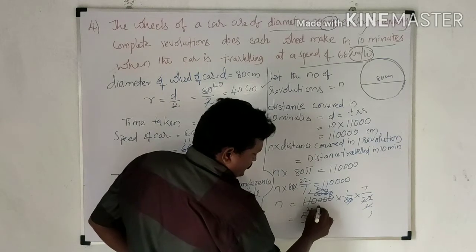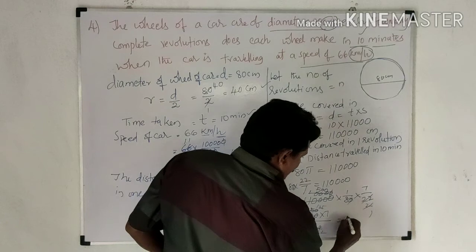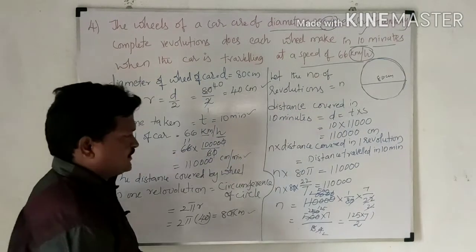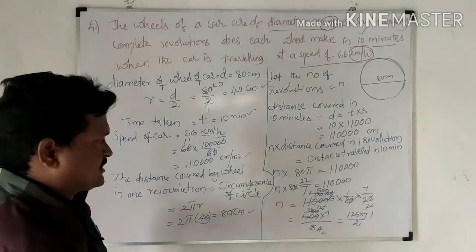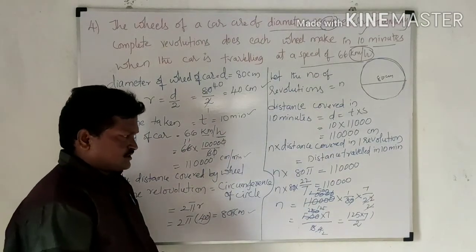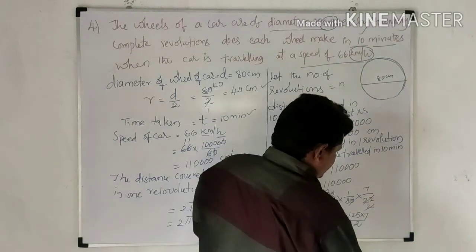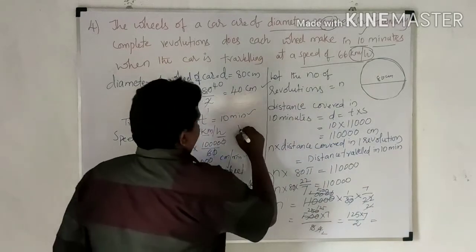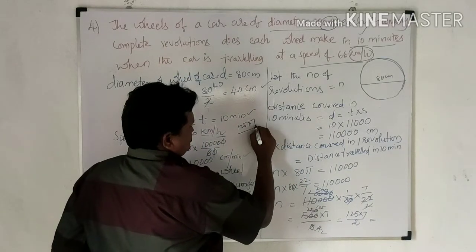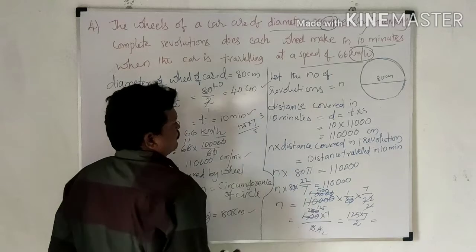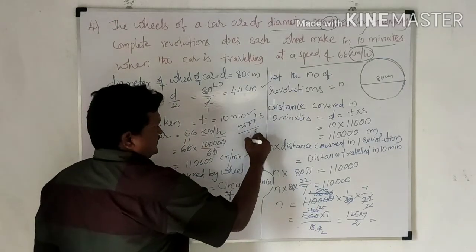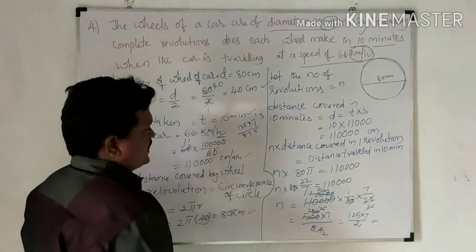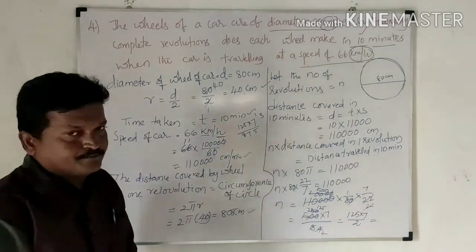2 2s are 125. So 125 into 7 by 2. 125 by 7 into 2. How much will this become? 125 into 7: 7 5s are 35, 7 2s are 14, 3 is 17, 7 1s are 7, 8. That is 875 by 2.